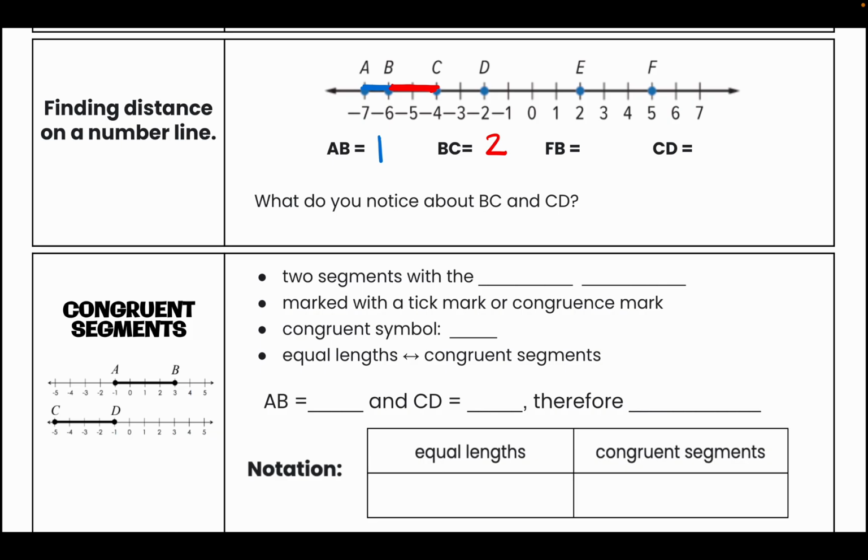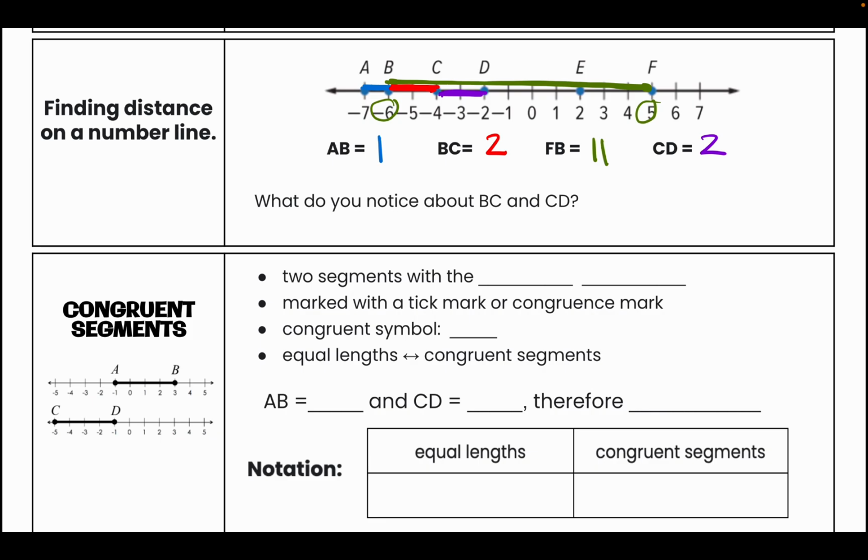Then we have FB. So from F to B, F to B. So that's from 5 to -6. So that would be 11. Remember, we want positive values. So from -6 to 5, we're increasing 11. And then CD. So from C to D, that is, again, 2.